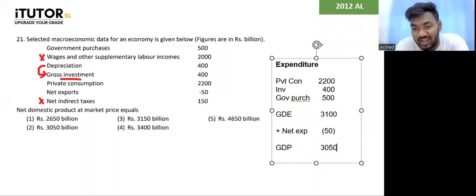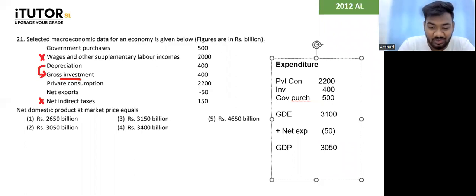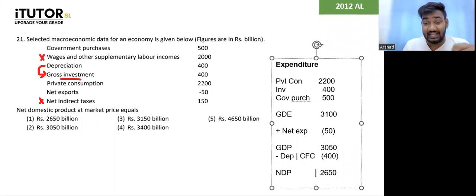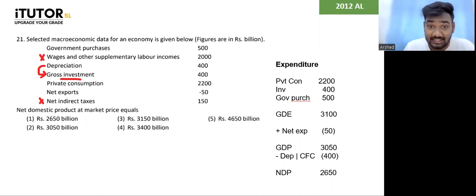So how do I go from gross domestic product to net domestic product? How do I go from GDP to this thing? Now I will minus depreciation, or in other words, we call this consumption of fixed capital. How much is that? That's 400. So what's the number then? How much do we get? 2,650. That has to be your answer for this question.